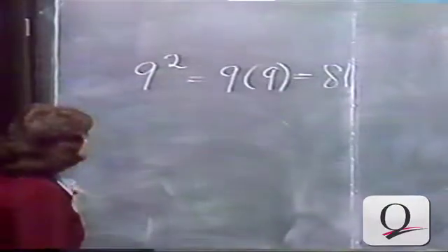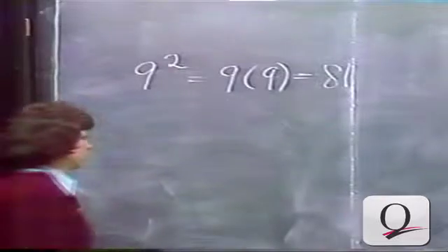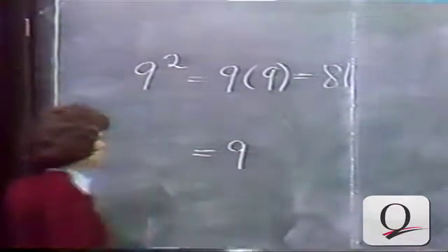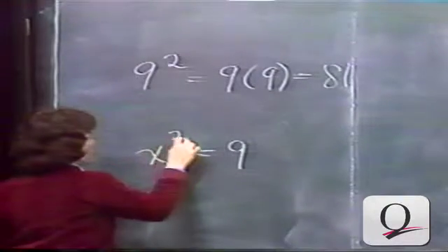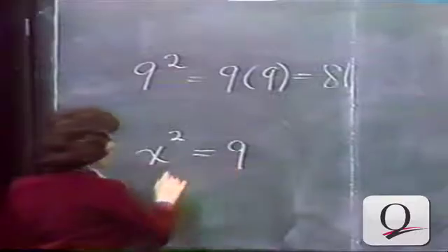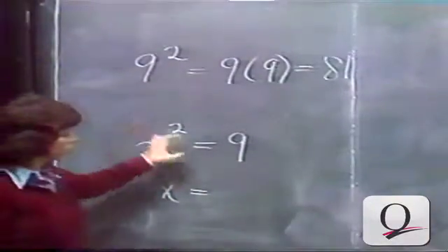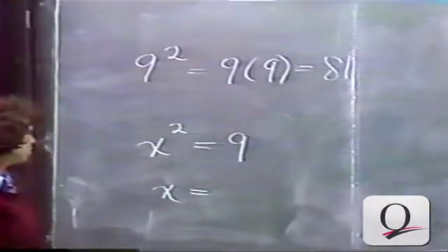Let's consider now a reverse problem. Suppose I tell you that the square of a number is 9. What was the number? Let x represent the number. The square of the number is 9. What is the number? A certain number squared is 9. What must the number be originally? Well, you can sort of reason this out.